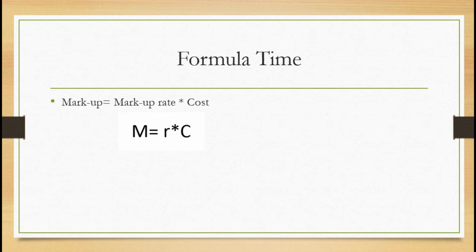Right, so formula time tayo. Una ay markup. So, paano natin makukuha ang markup? We need to multiply markup rate to the cost. So, we represent markup as capital letter M equal small letter r times capital C for the cost. Markup rate is small letter r, and cost is capital C.